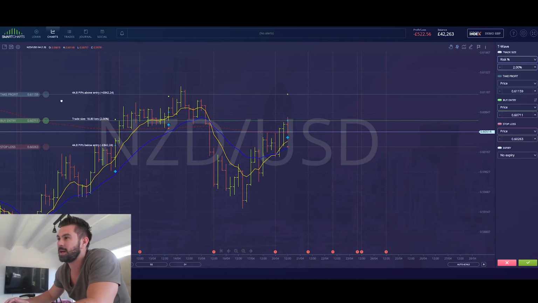Now, as you can see, it's done the calculations for me. It says a 44.8 pip move. Let's just call that a 45 pip move, with a total profit gain of £842, or a loss of £842 as well. So it's a 1-to-1 reward risk ratio. I'm happy. It's 18.8 lots at 2% risk, so I'm happy to place this trade.